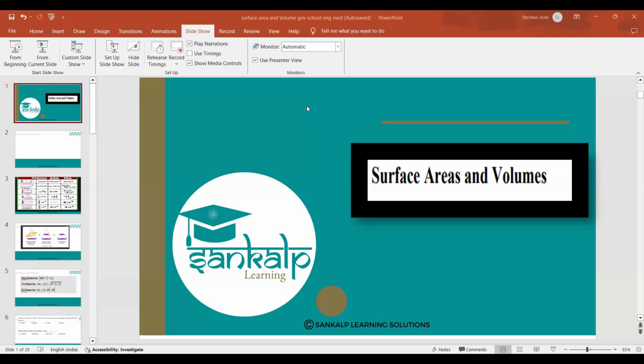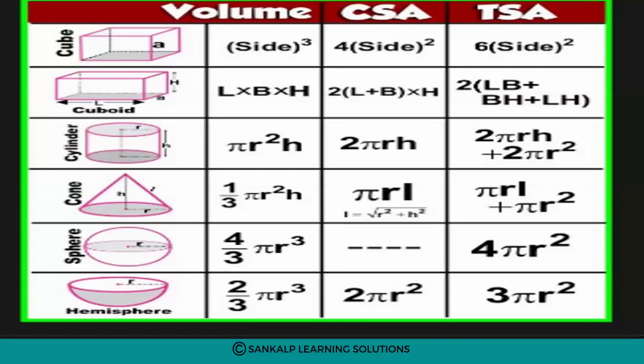So today's topic is surface areas and volume. We are going to discuss some MCQ questions regarding this chapter. Already we have learned this chapter and we have solved so many examples. Today we will see which type of questions will be asked in the MCQ section. These formulas are very, very important: volume, curved surface area and total surface area of a cube, cuboid, cylinder, cone, sphere and hemisphere.